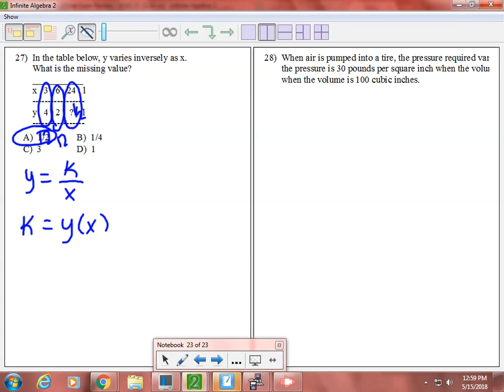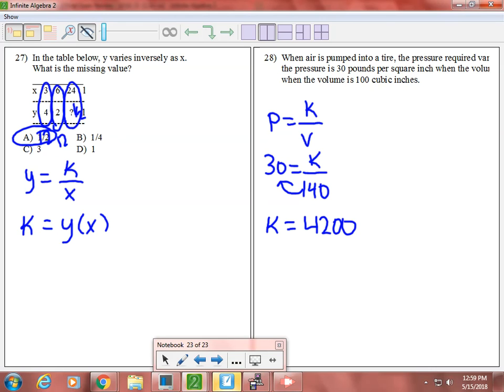28. When air is pumped into a tire, the pressure required varies inversely with the volume. So the pressure varies inversely with the volume. So if the pressure is 30 pounds per square inch, we don't know our K value, and a volume of 140 cubic feet. Find the pressure at 100 feet. So first to get K by itself, we're going to multiply this to the other side. So our K value is going to be 4,200.